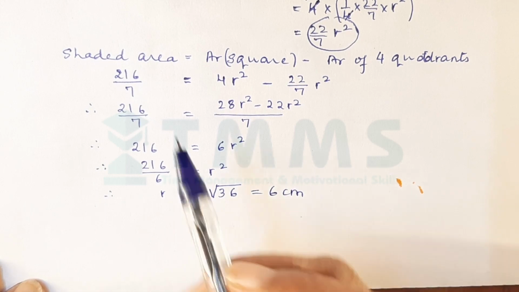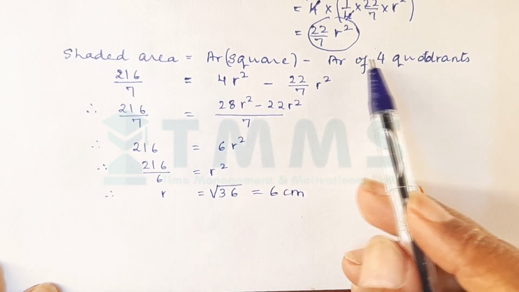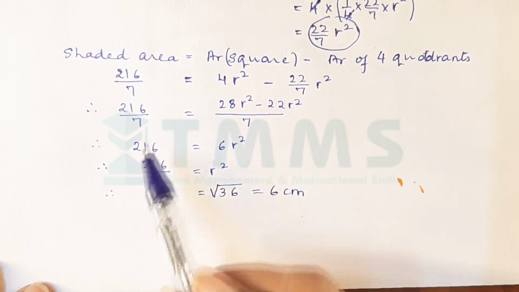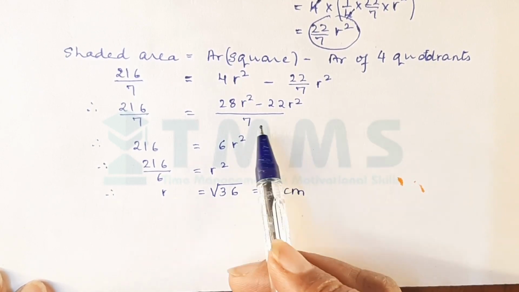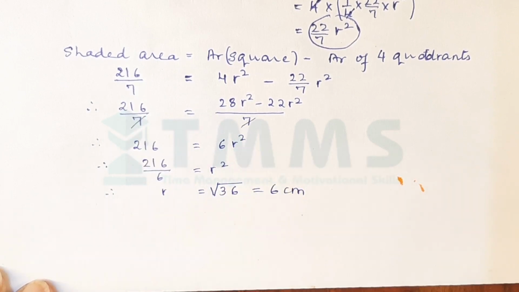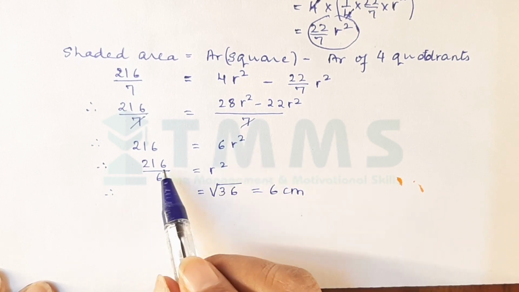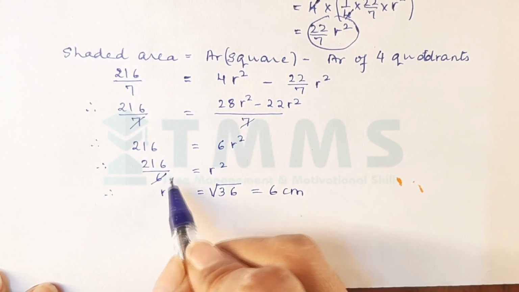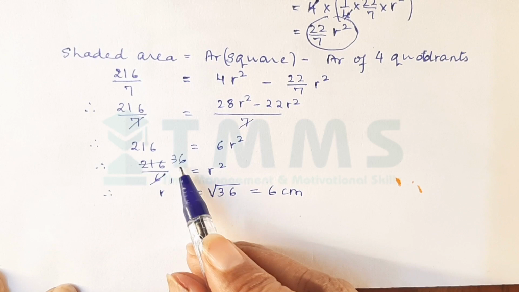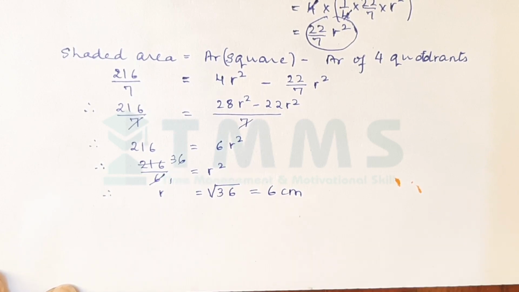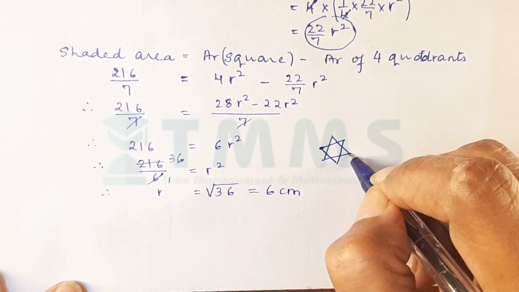Check your steps. Shaded area was this. Area of the square is this. Area of 4 quadrants is this. Take the LCM here. 7 is the LCM. 28R squared minus 22R squared. The 7 and 7 from both sides get cancelled. 216 is equal to 6R squared. R squared will be 216 upon 6. 6 will go here. 36 times. R will be equal to the square root of 36, which is 6 centimeters. Did you get that? Come on, collect your star. Give yourself a nice star.